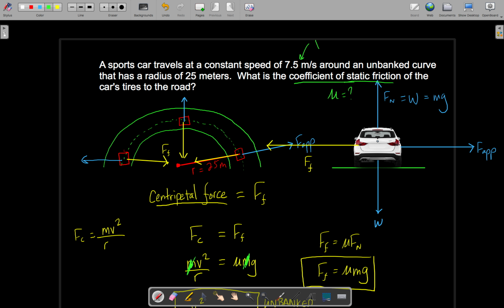We know our velocity, which is 7.5 meters per second. That's basically how fast the car is going around the curve. And we also know how big that curve is. We know the radius of it. So our radius is 25 meters. Let's go ahead and take these values and plug them into our unbanked curve equation.